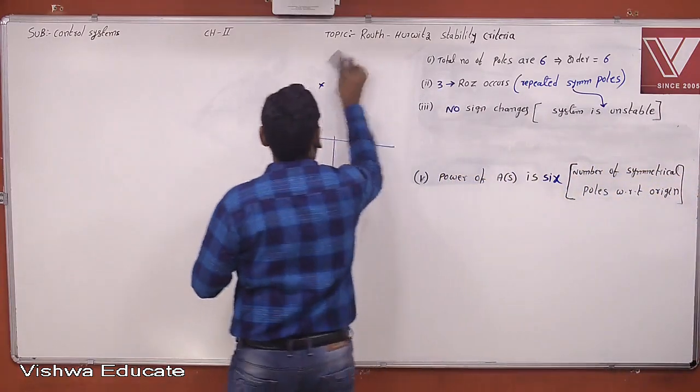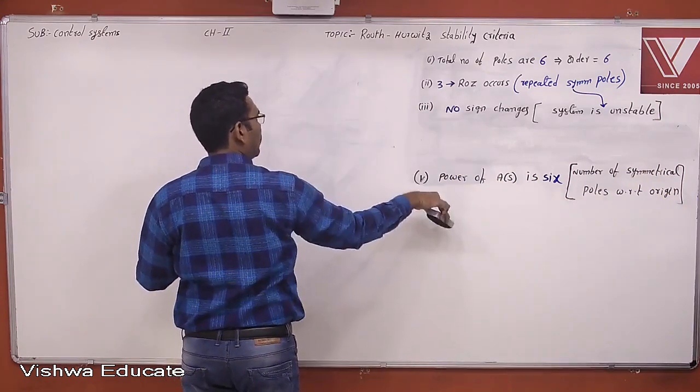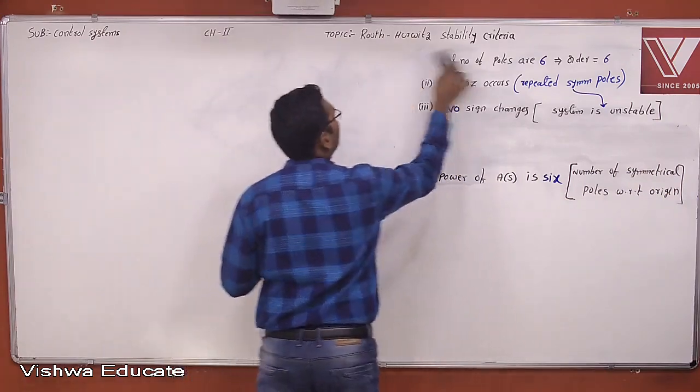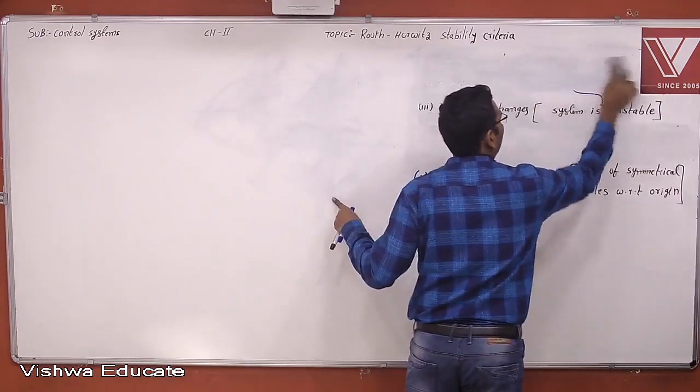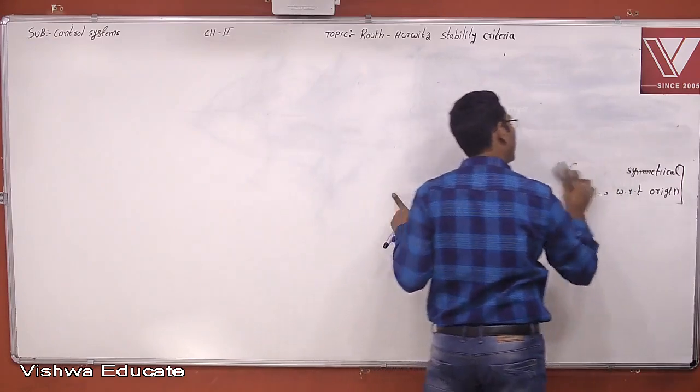Clear or not? If there is any doubt whether this is correct or not, then you can find the RH tabular form and cross check. And for practice sessions also, you can do that.